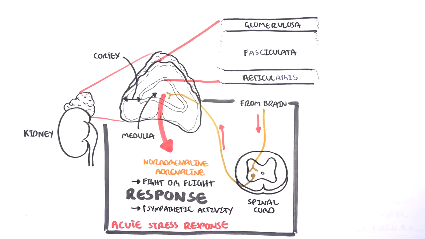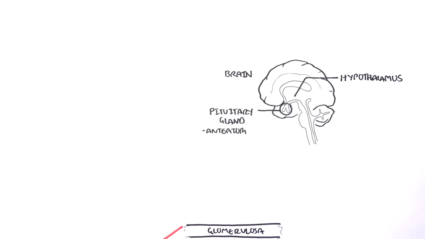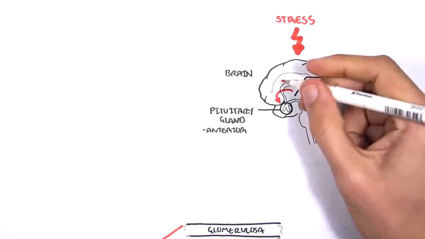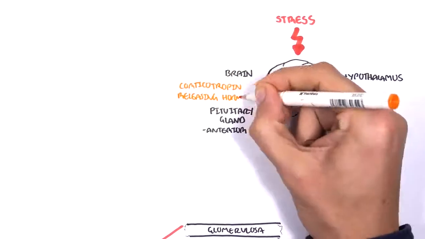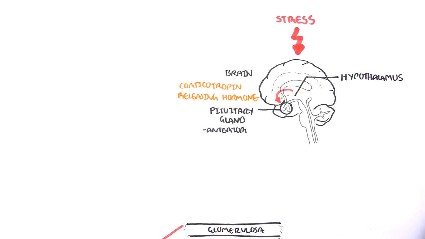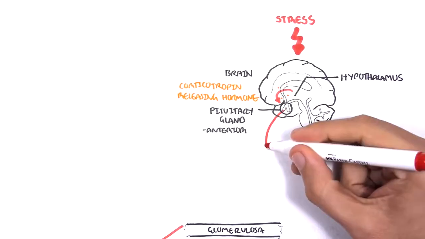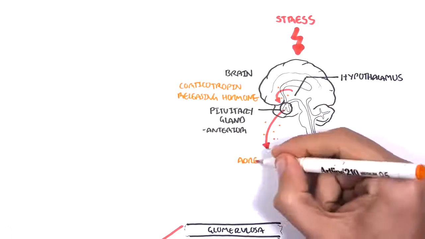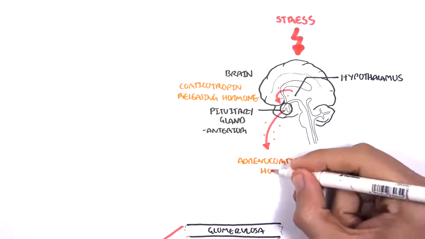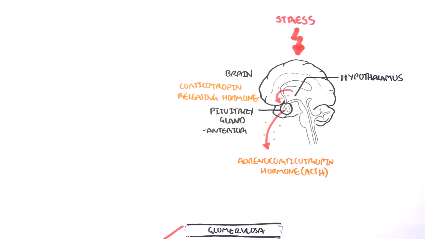Again, the adrenal medulla produces hormones for acute stress. However, in the long-term stress response, the adrenal cortex has a bigger role. Long-term stresses will essentially cause the hypothalamus in the brain to release corticotropin releasing hormone, which then will target cells in the anterior pituitary gland to release another hormone called adrenocorticotropic hormone, or ACTH for short.